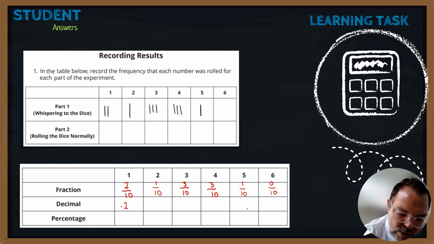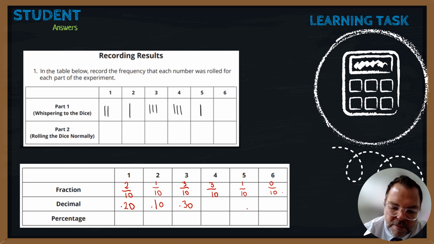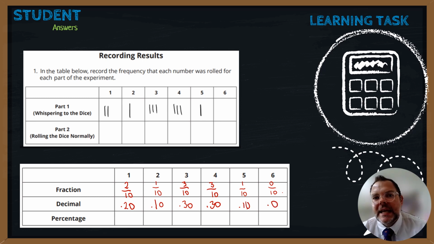So we're at 0.2, and we're just going to throw a 0 after there. You don't have to, you can put 0.2. I like to put the 0 there because I like to teach decimals using the idea of cents to a dollar. Okay, 1 is 0.1, 3 is 0.30, we'll put those zeros afterwards there. 0.3 again is 0.30, then 0.10, and we're going to go 0 over there. We didn't get a 6 at all.